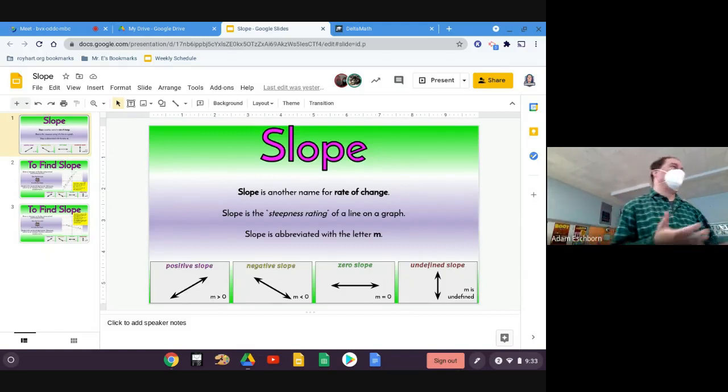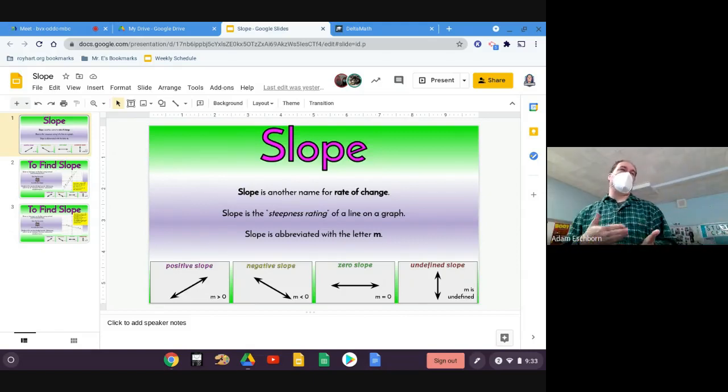Slope is just another word for rate of change. So we've been in rate of change last week. When you talk about rate of change with a graph, you use the word slope instead. And slope is abbreviated with the letter M, because that makes no sense whatsoever, and math likes to do that to us. So last week you saw that there's 4 kinds of slopes.